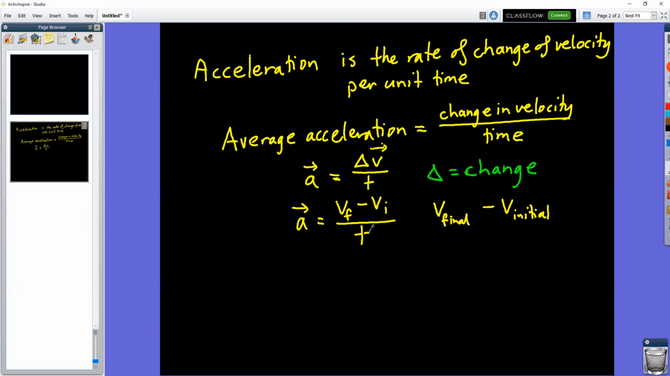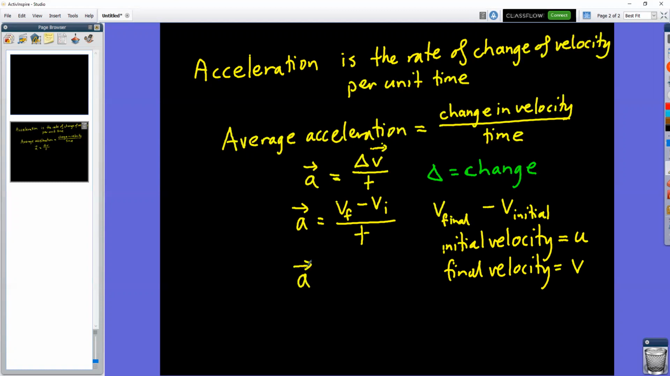Now, these are quite cumbersome, so physicists have come up with a new way of defining these. We call the initial velocity u, and the final velocity we call v. So we can now rewrite this finally in its most user-friendly form: a equals v minus u over t. Okay, phew, finally got there.